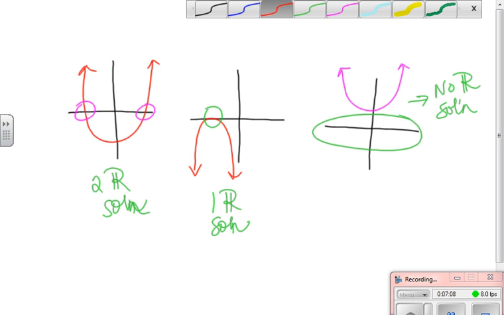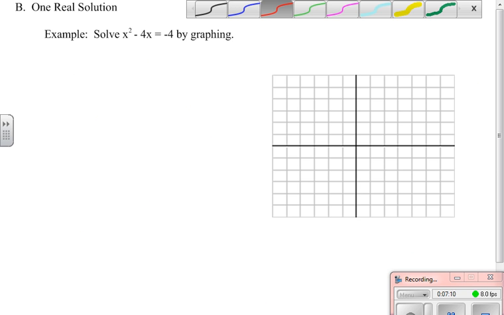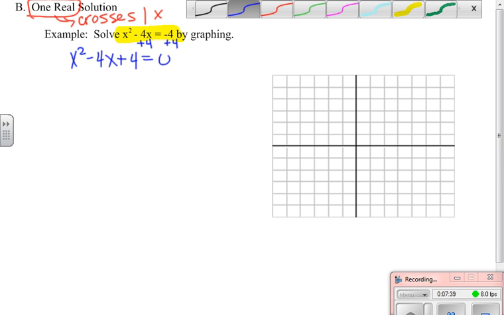Now, if I'm in one of those situations where there's only one real solution, it crosses one time, that means the vertex is going to touch that axis. So let's go ahead and look at our starting equation. Here it is right here, but we have a problem. It's not in standard form. So I need to add 4 to both sides to get x squared minus 4x plus 4 equals 0.